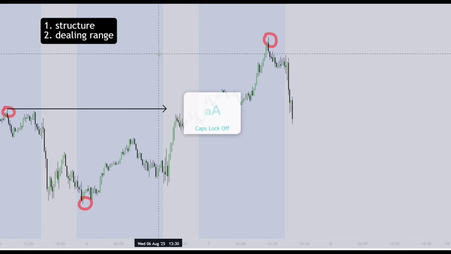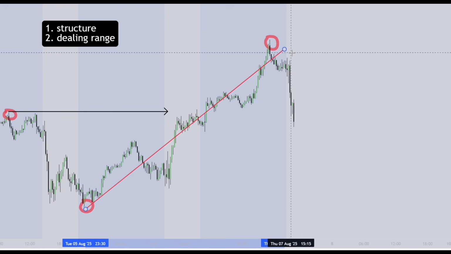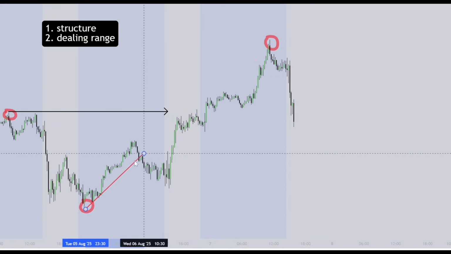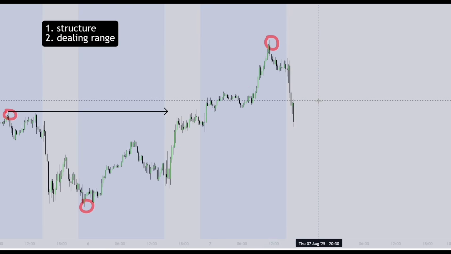So what is the dealing range? The dealing range is what I just showed you, right? It is the most recent low to the most recent high, just like that. Just from here to here. Most recent low to the most recent high.